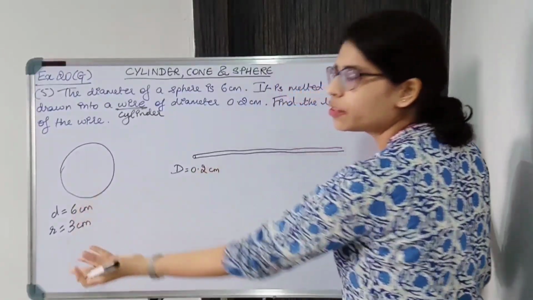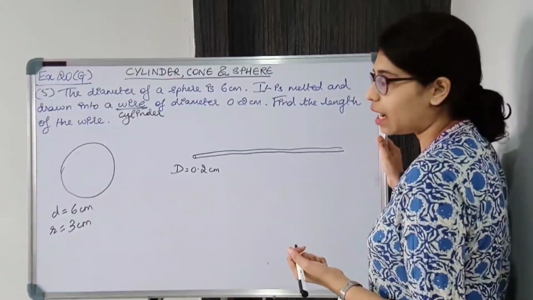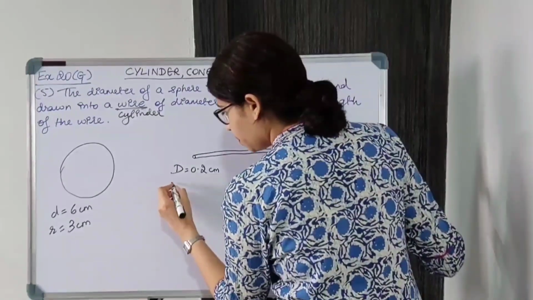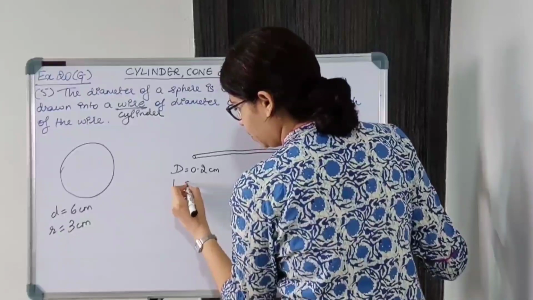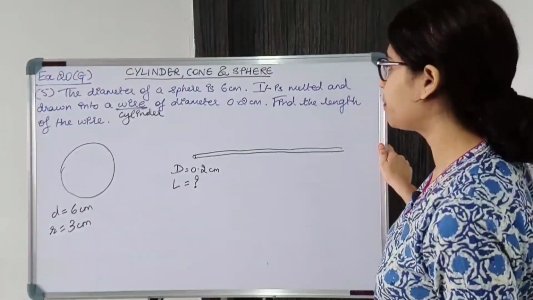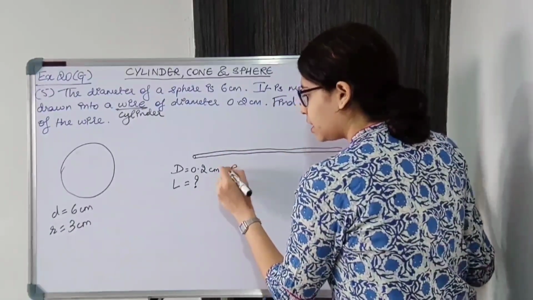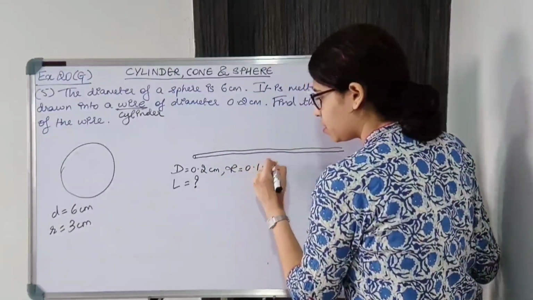You can also number, you can take D1 R1 and D2 R2 for this. We have to find the height, that is the length. Okay, so let's take capital L. Length find करना है, that is nothing but height of the cylinder. We are given diameter, मतलब रेडियस हम लोग easily find कर सकते हैं. रेडियस क्या हो जाएगा 0.1 सेंटीमीटर्स.